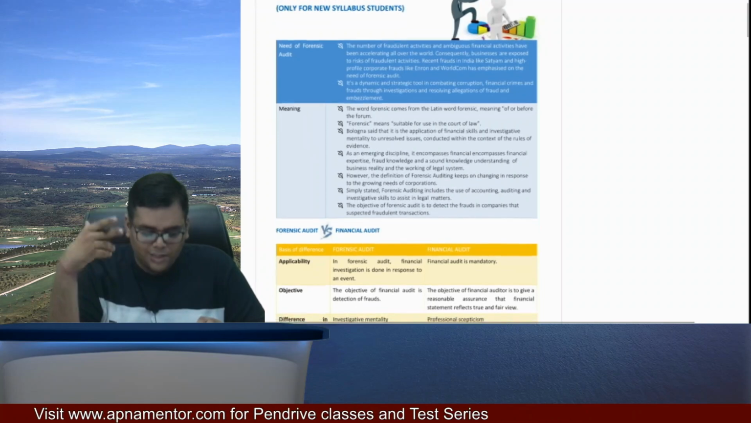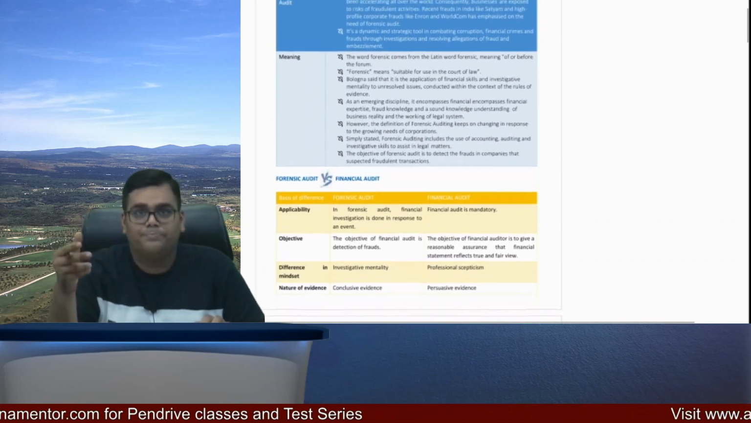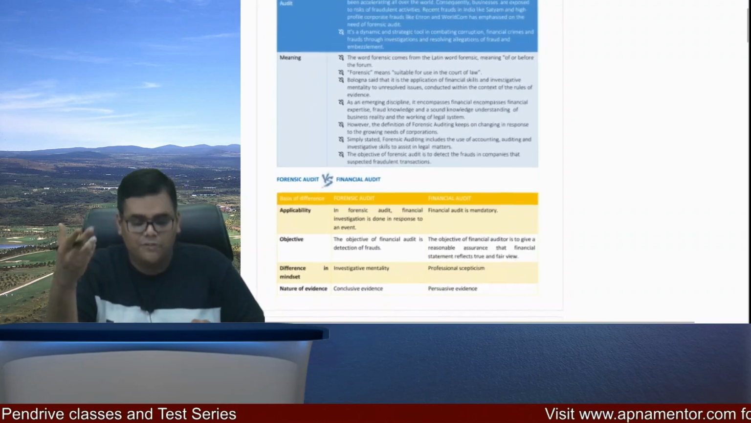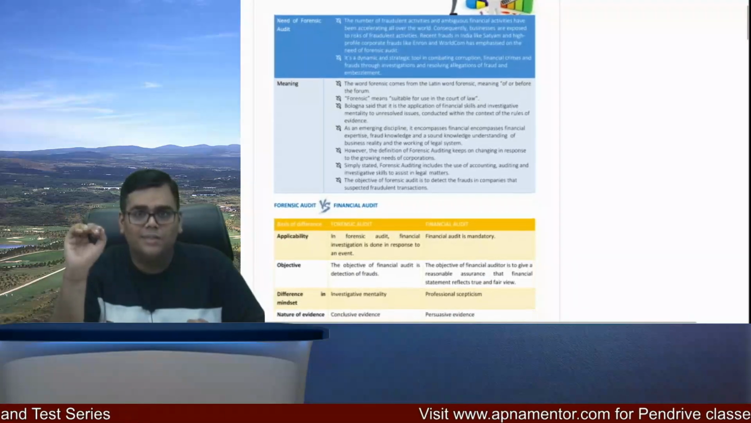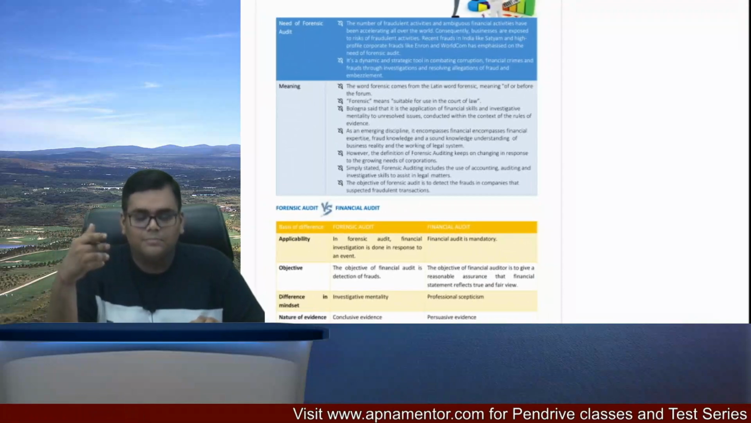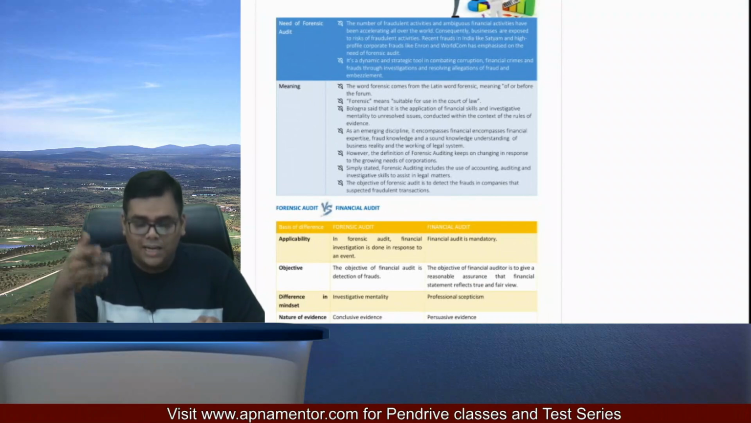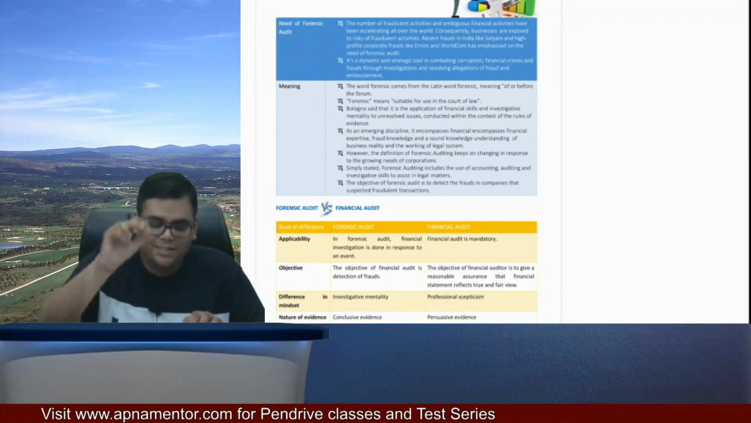So forensic audit is a financial investigation that is done in response to an event. And the objective of forensic audit is the detection of frauds. What has led to the rise of forensic audits? Again, the major frauds that have taken place in India, like Satyam. Then we had the worldwide frauds like Enron, WorldCom. So that is why forensic audit came into picture. So it is a combined methodology of audit and investigation.